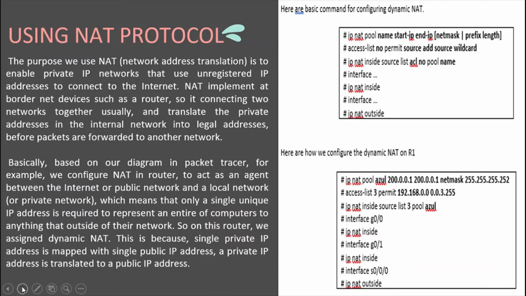Basically, based on our diagram in Packet Tracer, for example, we configure NAT in the router to act as an agent between the internet or public network and a local or private network, which means that only a single unique IP address is required to represent an entire group of computers to anything outside of their network. So, on this router, we assign dynamic NAT. This is because a single private IP address is mapped to a single public IP address. A private IP address is translated to a public IP address.